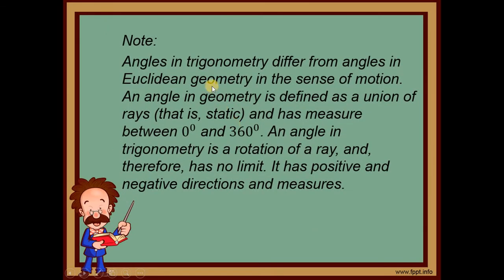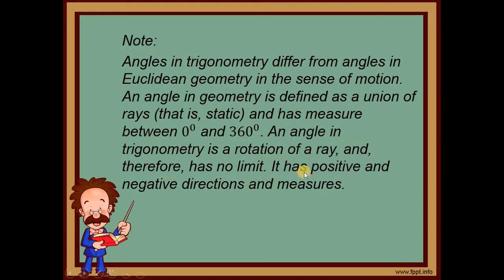So please take note, angles in trigonometry differ from angles in Euclidean geometry in the sense of motion. An angle in geometry is defined as a union of rays that is static and has measures between 0 degrees and 360 degrees. Hanggang doon lang yung measurement nila. But sa trigonometry, an angle is a rotation of ray and therefore has no limit. Ibig sabihin, pwede tayong makapag-measure dito ng lagpas sa 360 degrees. It can be 1,000 degrees, 2,000 degrees, and so on and so forth.